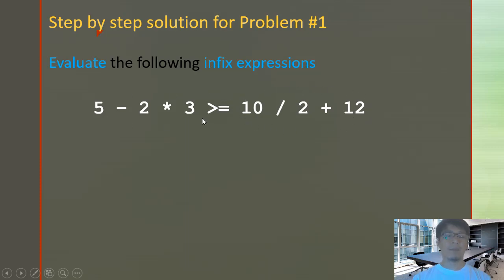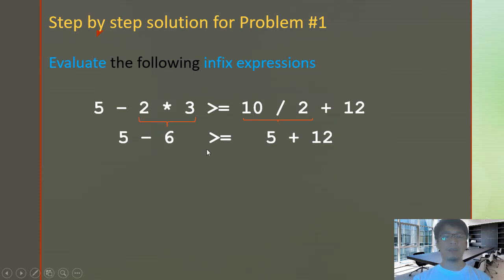On the left side we have the asterisk symbol because this is the next lower order of precedence. On the right side is the division symbol. It's also in the highest order of precedence, based on these expressions, but we'll be evaluating this from left to right. So we have here 2 times 3, then we have 10 divided by 2. The answer is 6, then here the answer is 5.